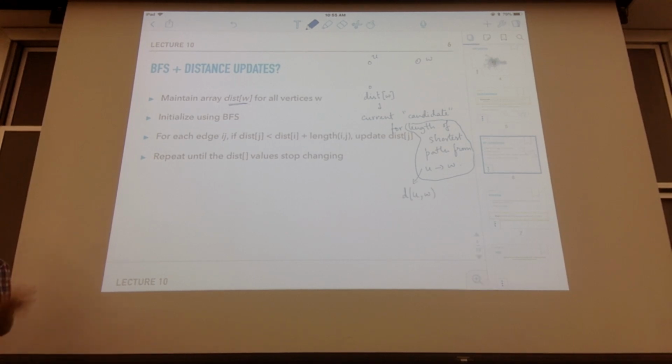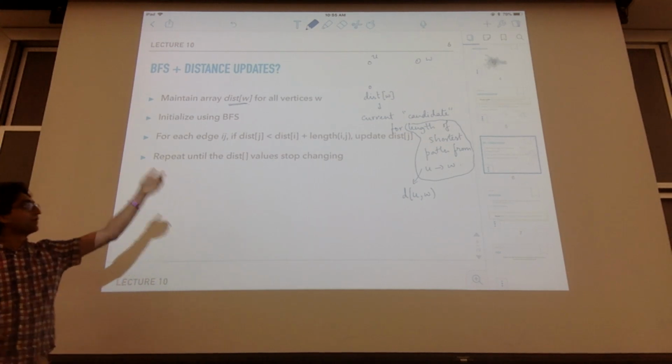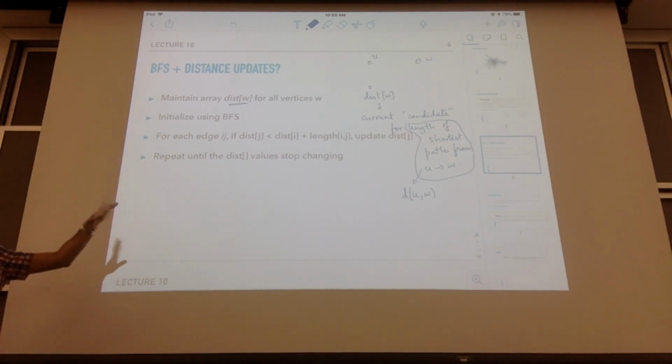So this is not necessarily equal to dist of w, but eventually we would like to make dist of w equal to d of u comma w. So this is just notation that I'm introducing. So any questions on this?